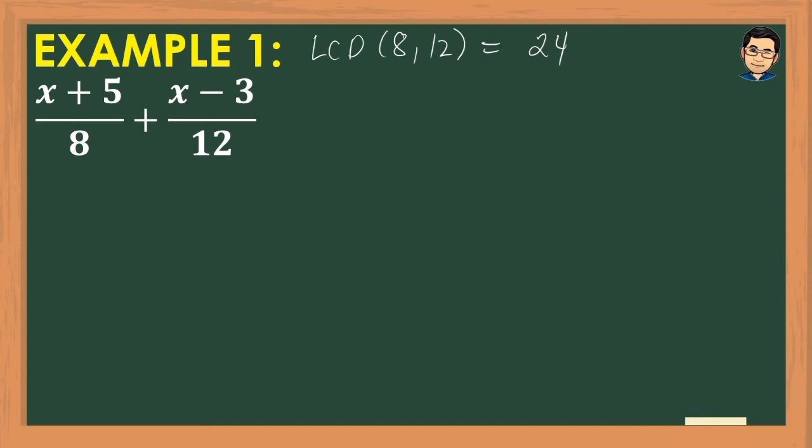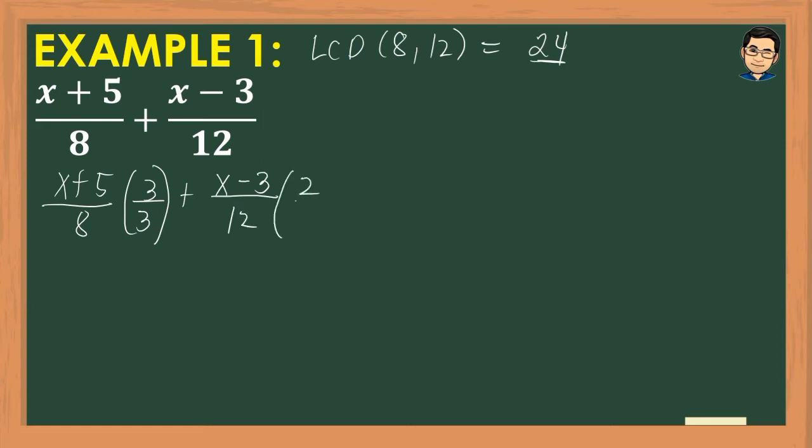So, ang mangyayari po nito, x plus 5 over 8, i-multiply natin to by 3 over 3. Okay, so paano po nakuha yung 3 over 3? That is 24 divided by 8. So, kung ano po ang minultiply natin sa denominator, ganun din po sa numerator. Plus x minus 3 over 12. So, dito, 24 divided by 12, that is 2. So, 2 over 2 naman po ang i-multiply.